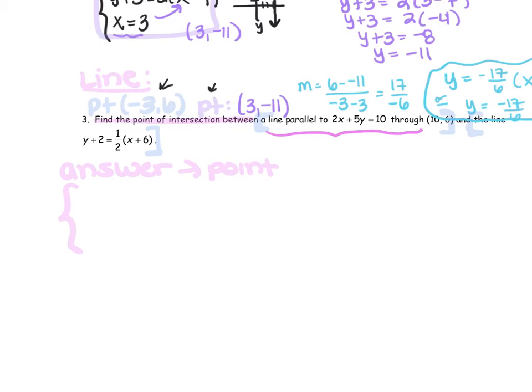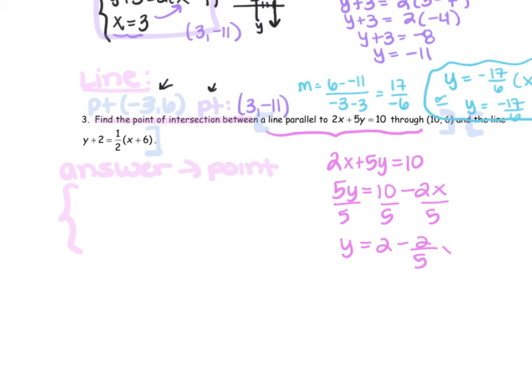Parallel to 2x + 5y = 10 means I need to know the slope of this line, okay? So when we're finding slope, we always need to put the equation into slope-intercept form, y = mx + b, so I'll divide everything by 5. y is equal to 2 minus 2/5 x. So the slope of this line is negative 2/5. A line parallel to that will also have a slope of negative 2/5.